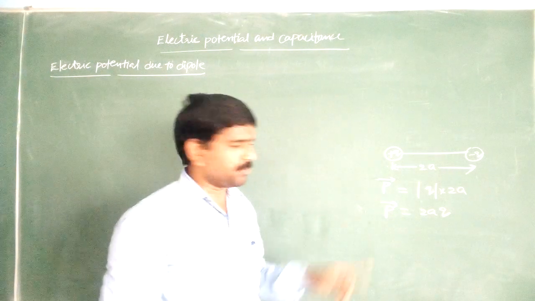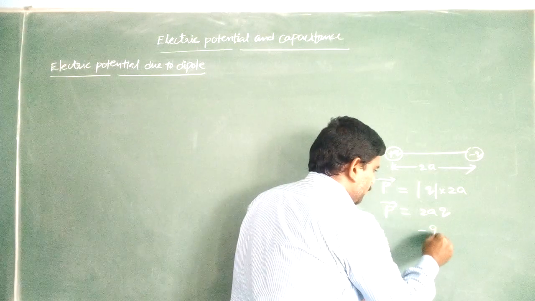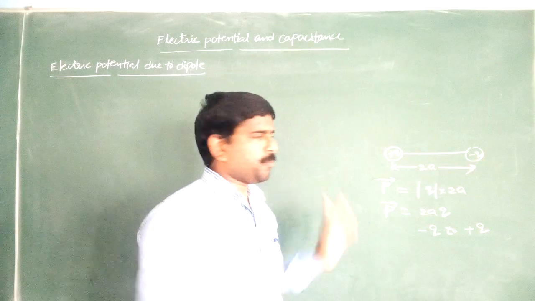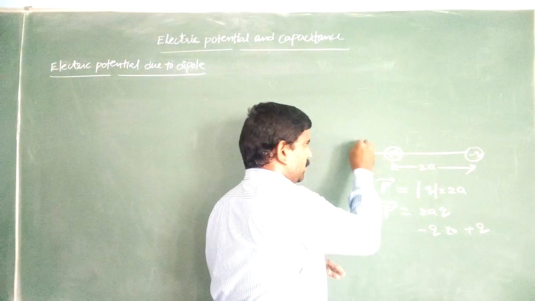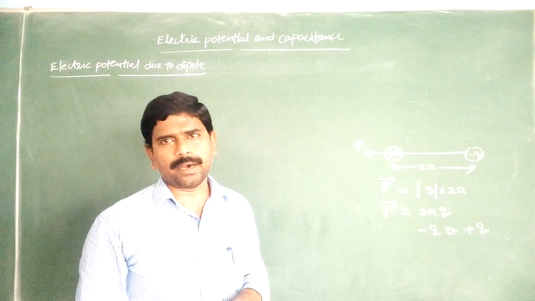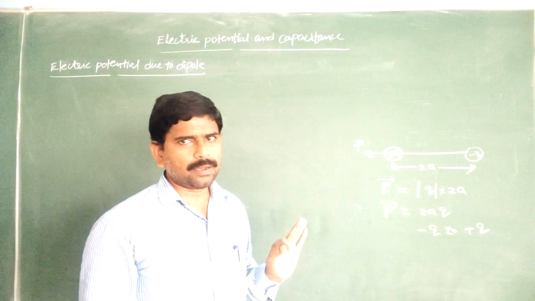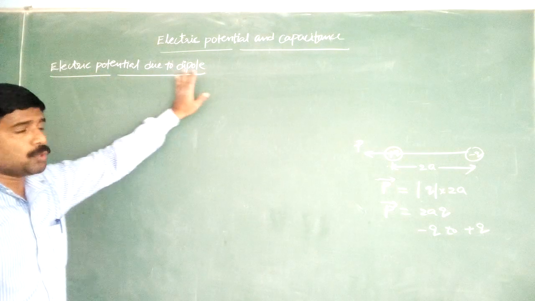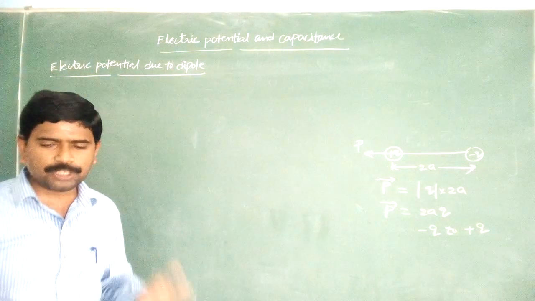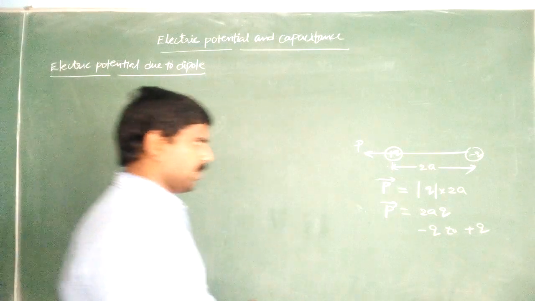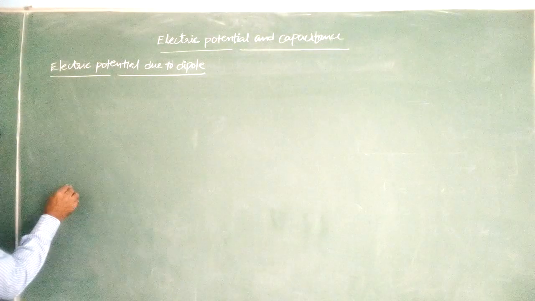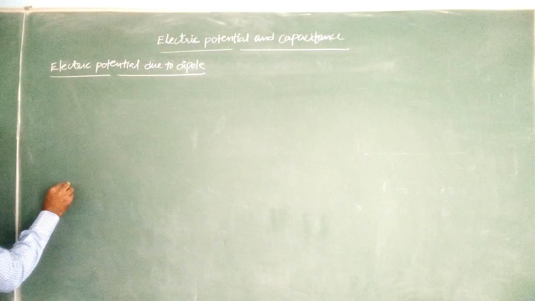What about the direction? Its direction is from the minus q charge to the plus q charge, means from the negative charge to the positive charge. That means in this direction. This is the direction of P bar. So right now we want to find out the electric potential due to the electric dipole. At which point? On the axial point or on the equatorial point? We will find out one by one. So observe that one. Here I am taking this is the electric dipole.